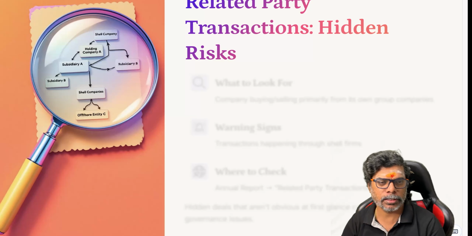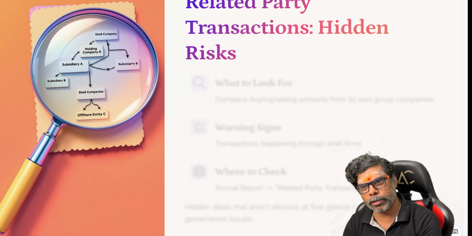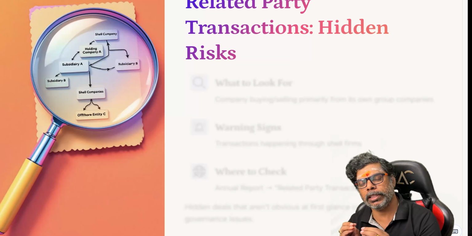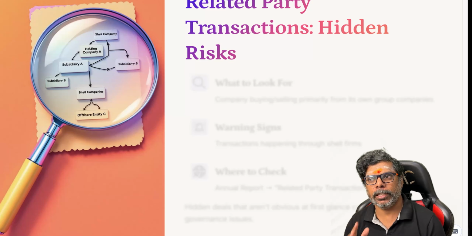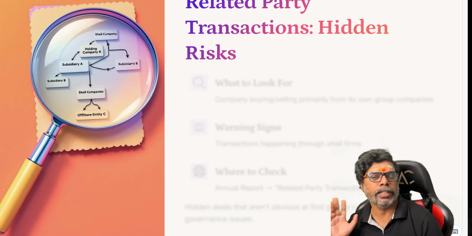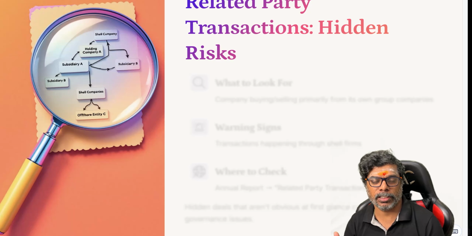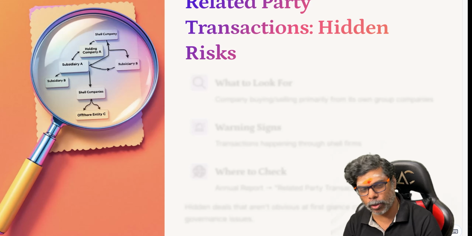This is another biggest thing. Okay. This is an interesting topic also, and this can be a complex and tricky thing. You have to focus on this one. Okay. Related party transactions, which is RPT. This is a very hidden risk. To check this one, you have to be very careful. How will you do that? I'll show how.